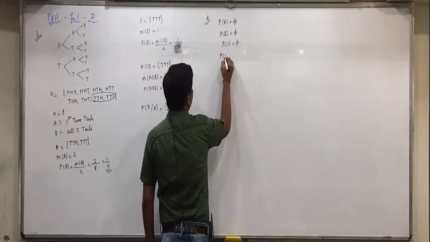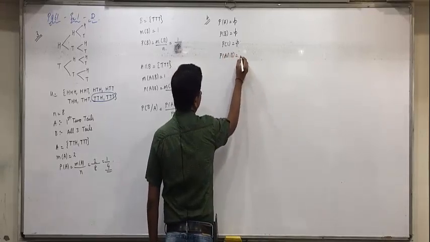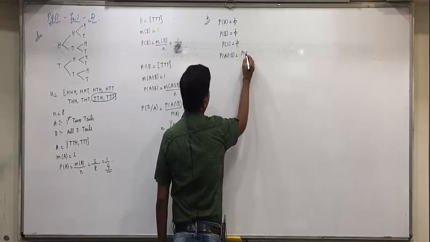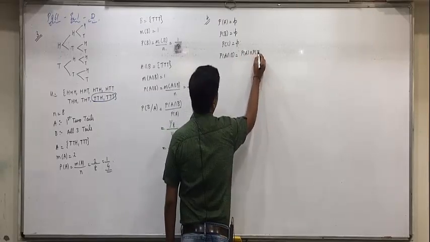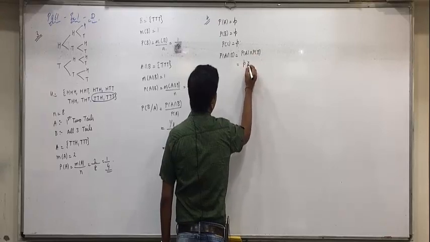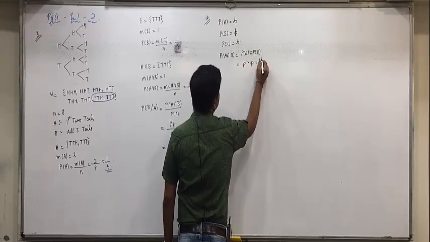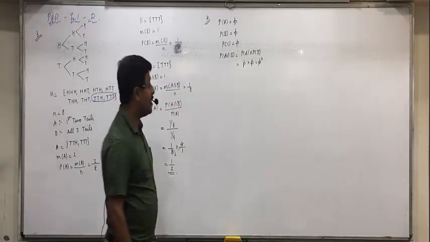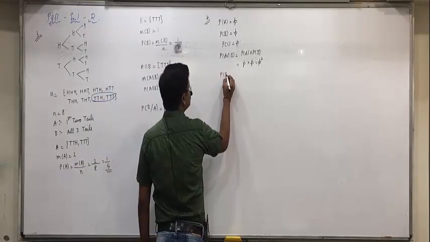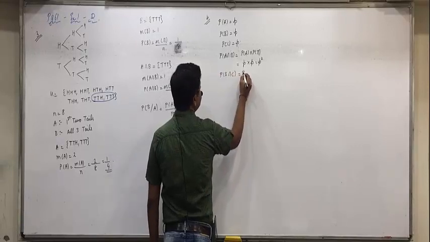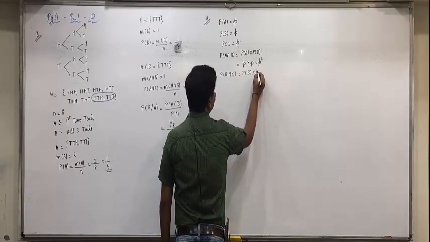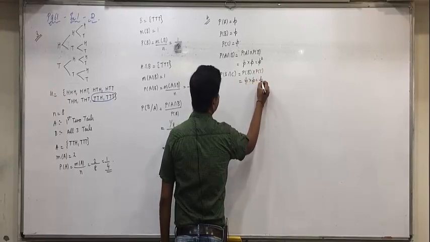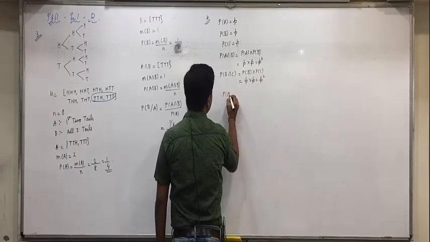Tell me what will be P of A intersection B? P of A into P of B, P into P, P square. Keep writing. Same way, B intersection C, P into P, P square. Even A intersection C.